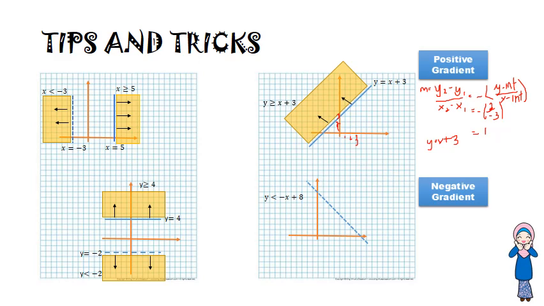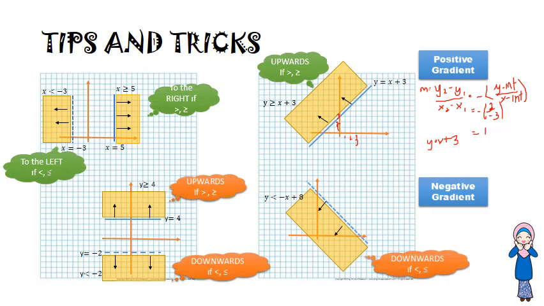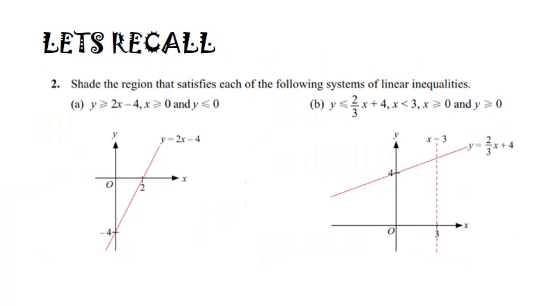For the second graph, I've given you the equation. When we have y less than, that's why we have a dotted line there. So we need to shade the region below. That is the whole thing that you need to know. Now let us look at an example from the textbook.